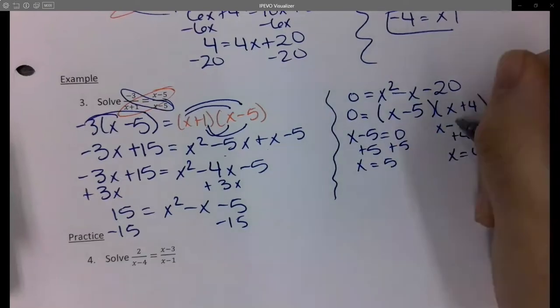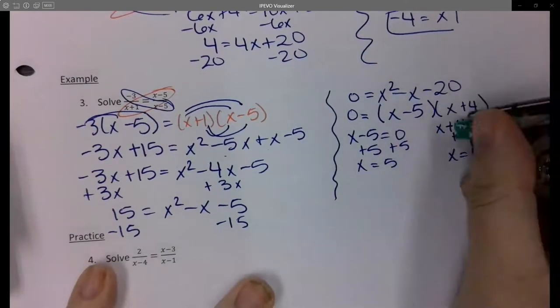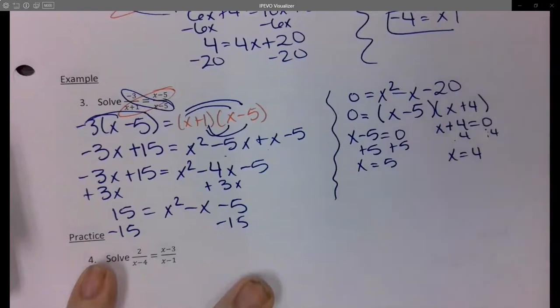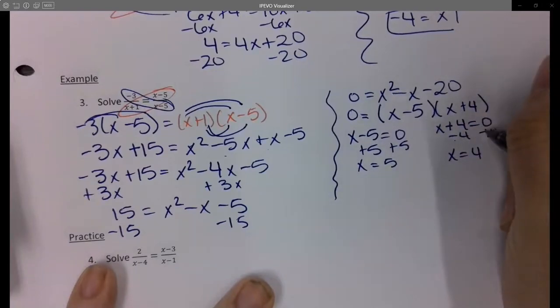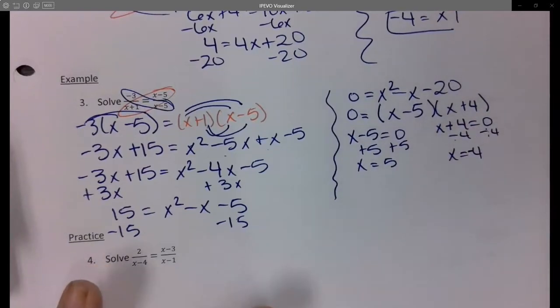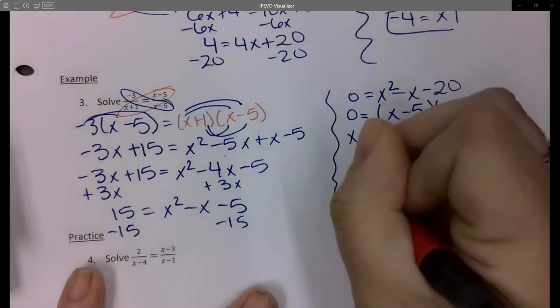You know what? I don't know why I wrote negative. So this would be a negative 4. Okay. So then I need to go back. Whenever I get more than one answer, I want to go back and check them. So I'm going to start off by plugging in that 5.